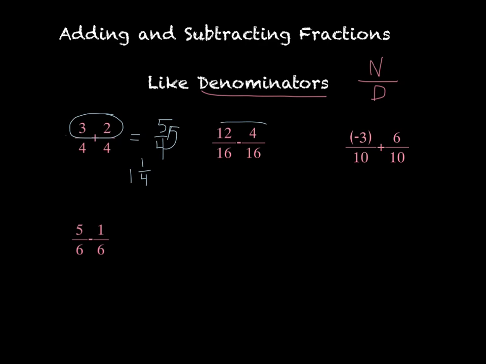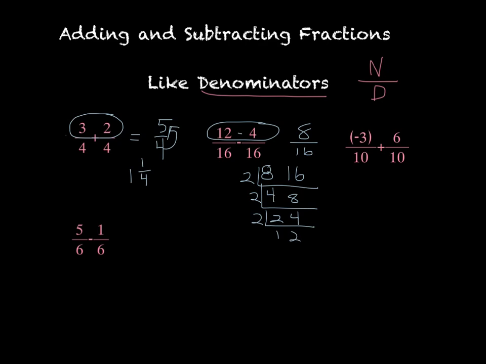Same with this one. We're going to go top numbers. We're subtracting this time. 12 minus 4 is 8/16. Oop, that's not simplified because they're both even. So we can do our birthday cake method. Take 2 out, 4 and 8. We can take 2 out, 2 and 4. We can take 2 out again, 1 and 2. So our fraction answer is 1/2.